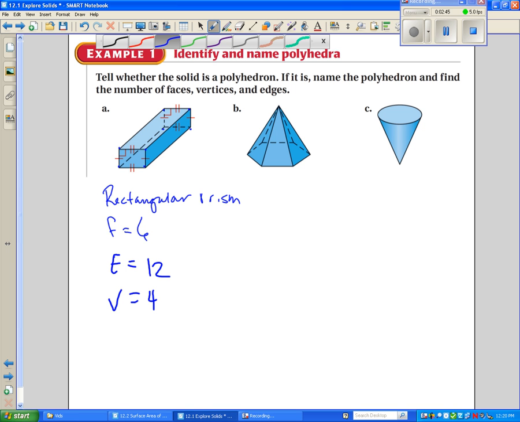Go ahead and try the next two, letter B and letter C, and then I want you to look it up in your textbook because I want you guys to get more familiar with using your textbook and finding the answers for B and for C.